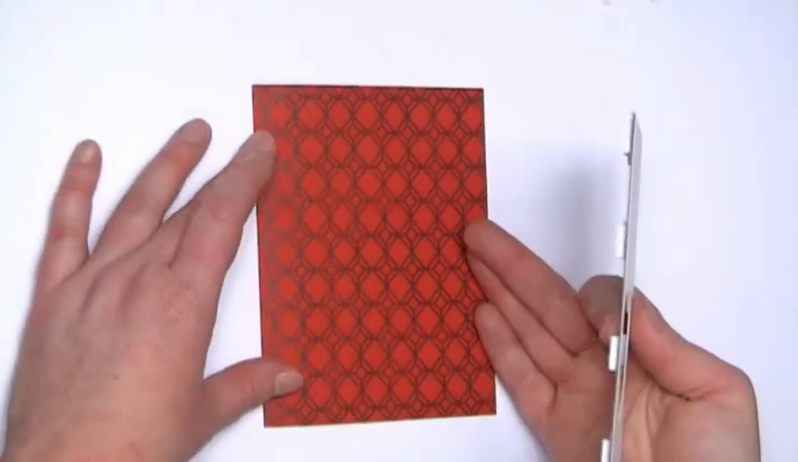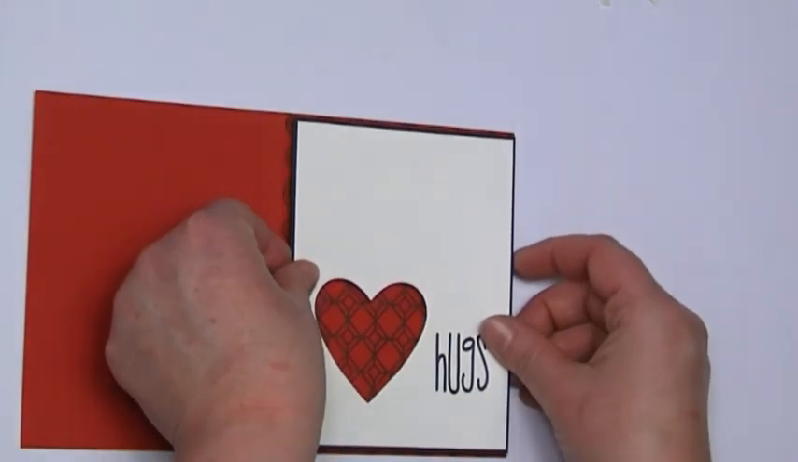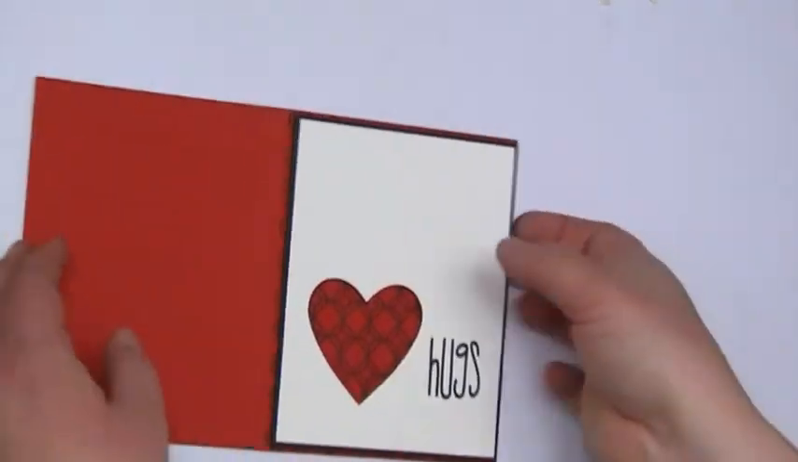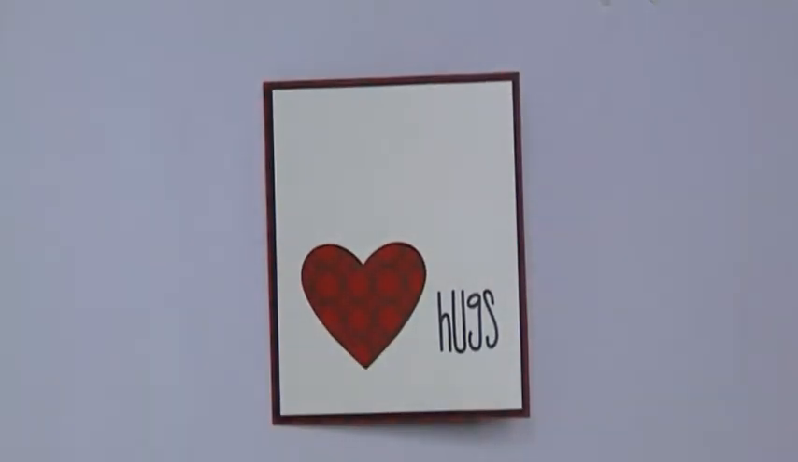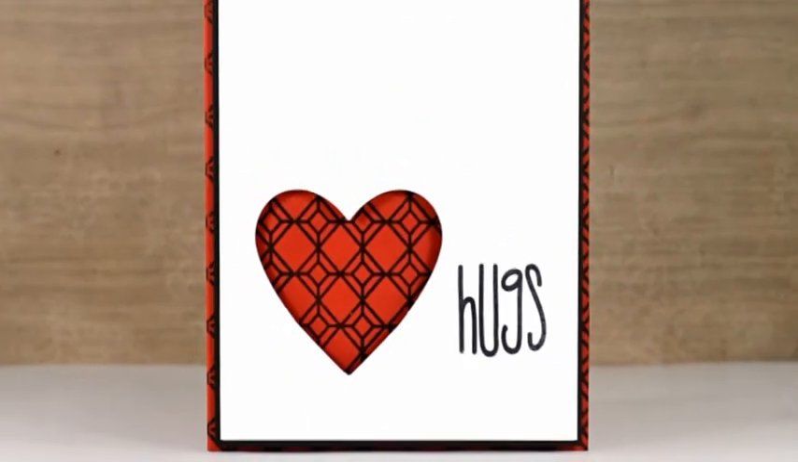So I'm also going to put some foam squares on the back of this card panel. And you'll also have noticed that I used a sentiment from Jibber Jabber on the front there. And that's my card done. So it's pretty easy techniques, but it can create a really interesting look.